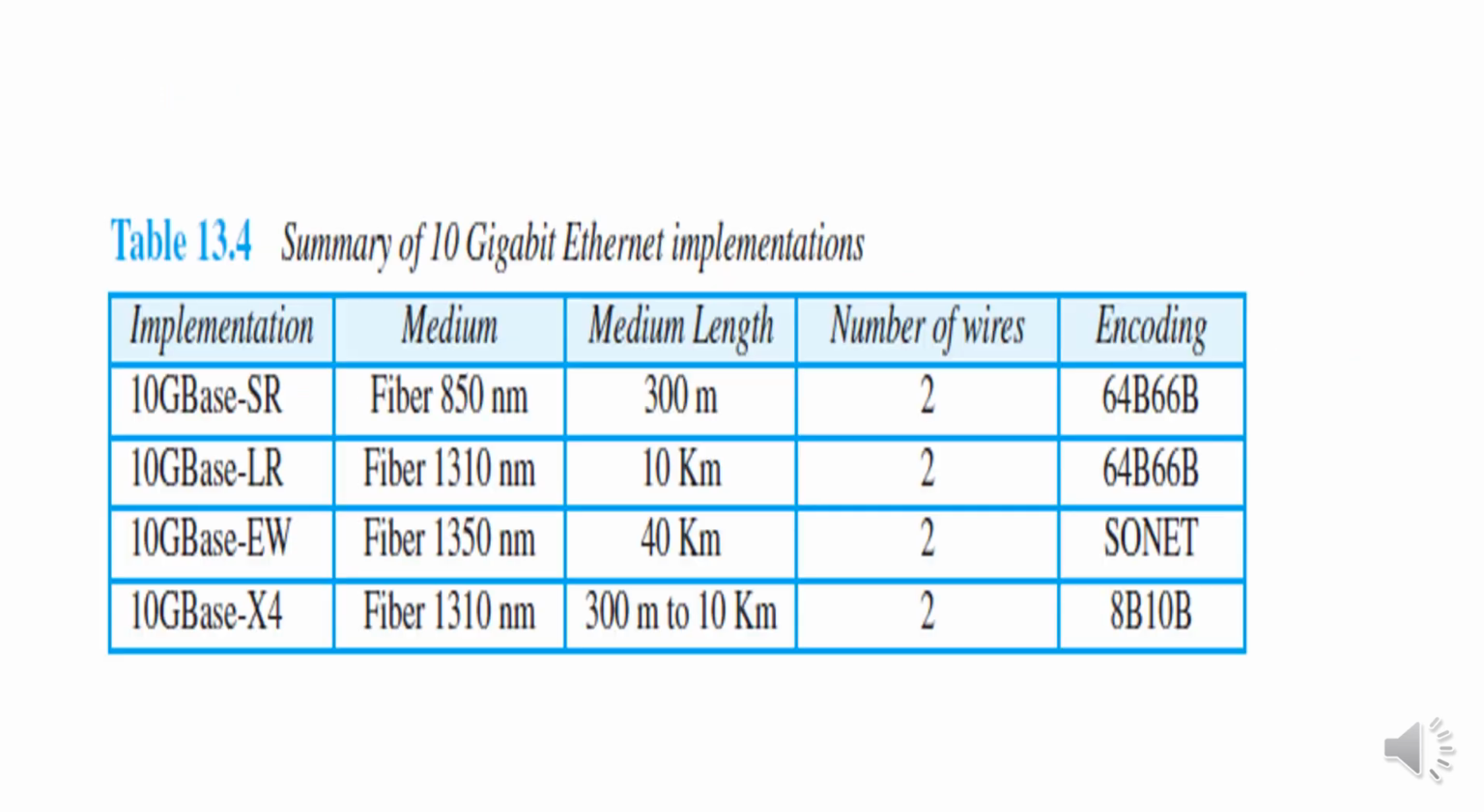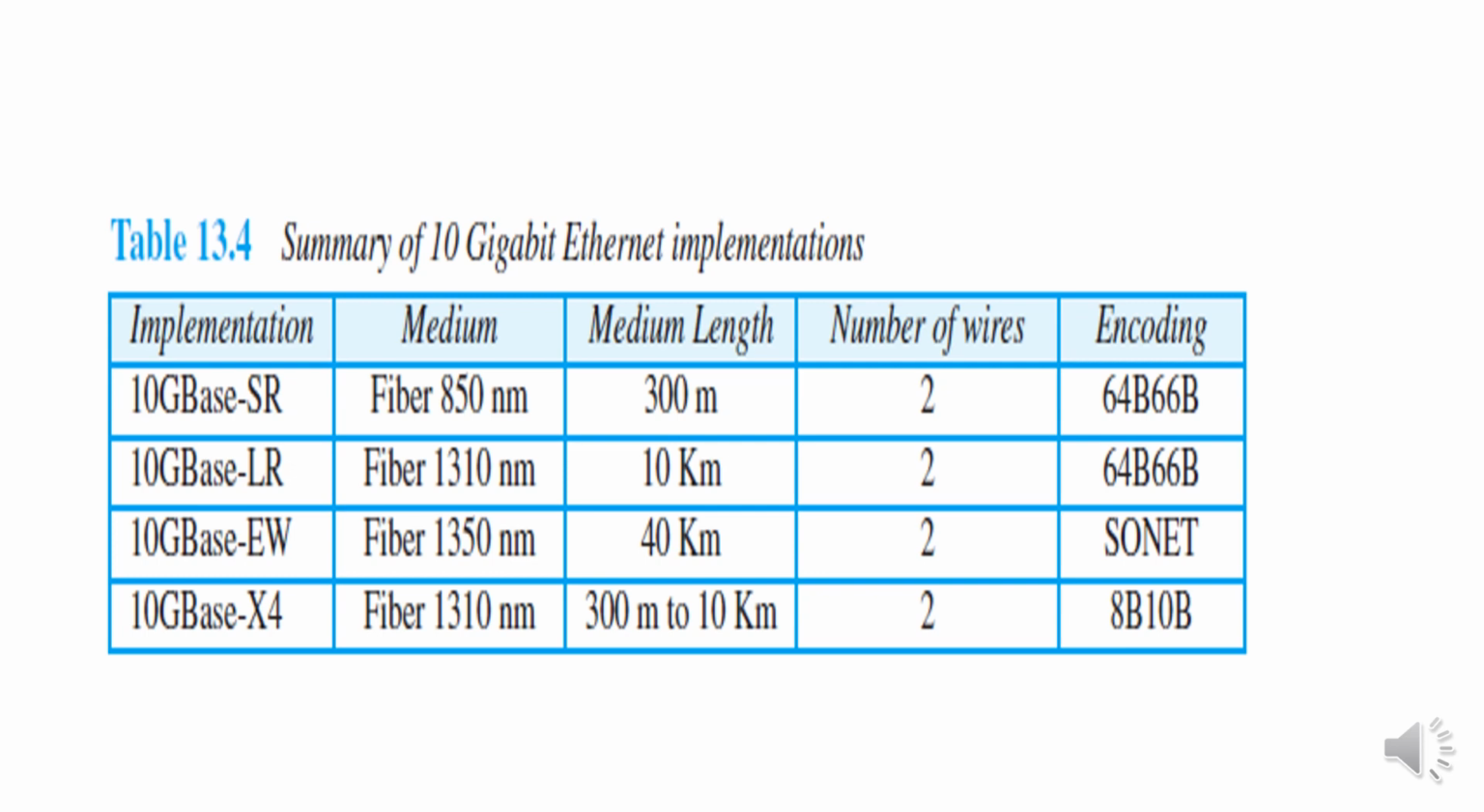So we'll take its standards. The summary is given in the table. So we are having different implementations. First is 10GBASE-SR. The medium is fiber cable, around 850 nm, and the maximum length is 300 meters. Number of wires is obviously 2 because it's full duplex. Encoding used is 64B/66B.